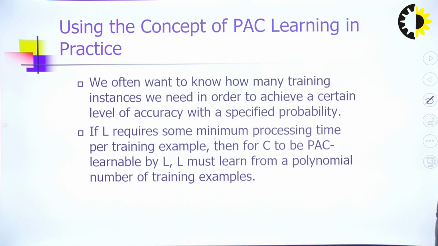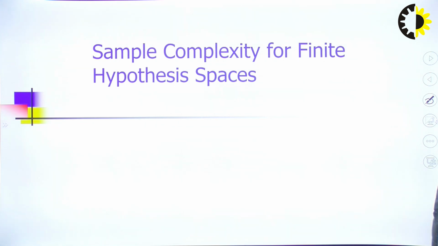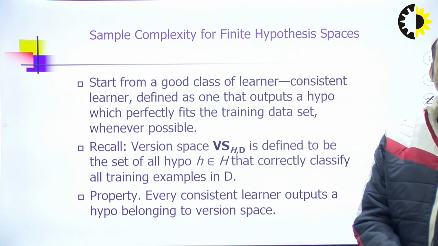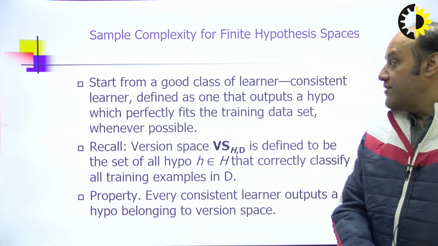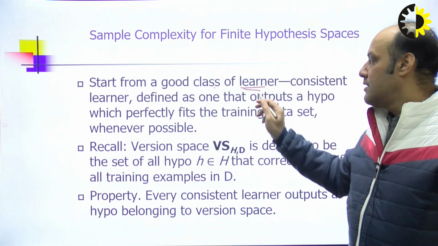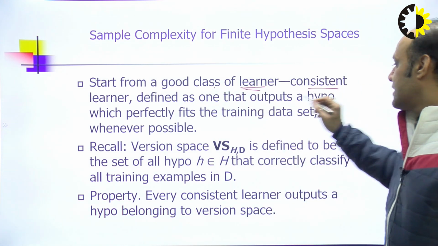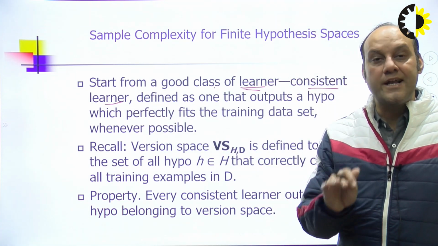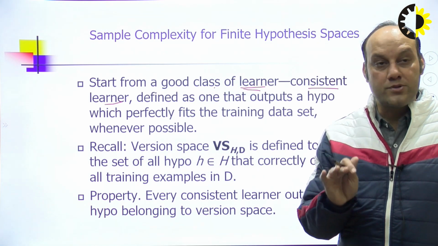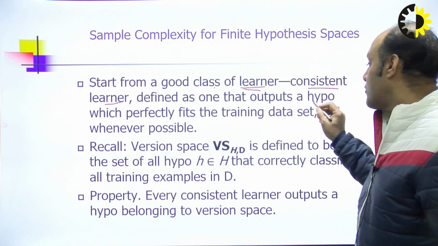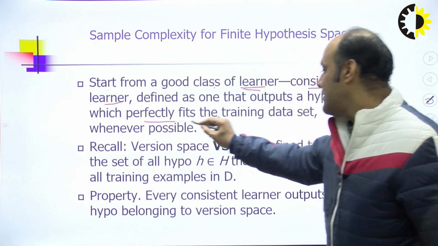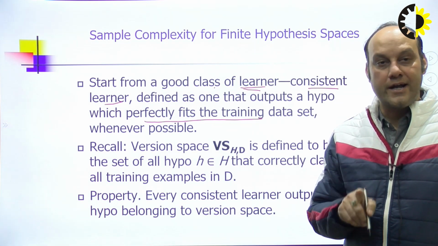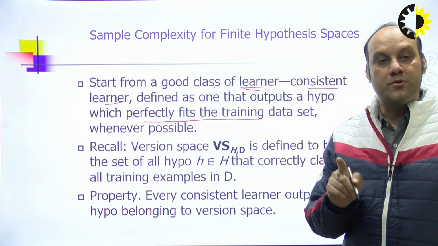So let me skip this. Now the sample complexity for a finite hypothesis space. We will start from a good class of learner. How will we define the class of a learner? The class of a learner is consistent. How can we say it is consistent? If it contains the consistent hypothesis. Consistent means a valid hypothesis, defined as one that outputs a hypothesis which perfectly fits the training data. So that hypothesis which perfectly fits the training data is called a consistent hypothesis.